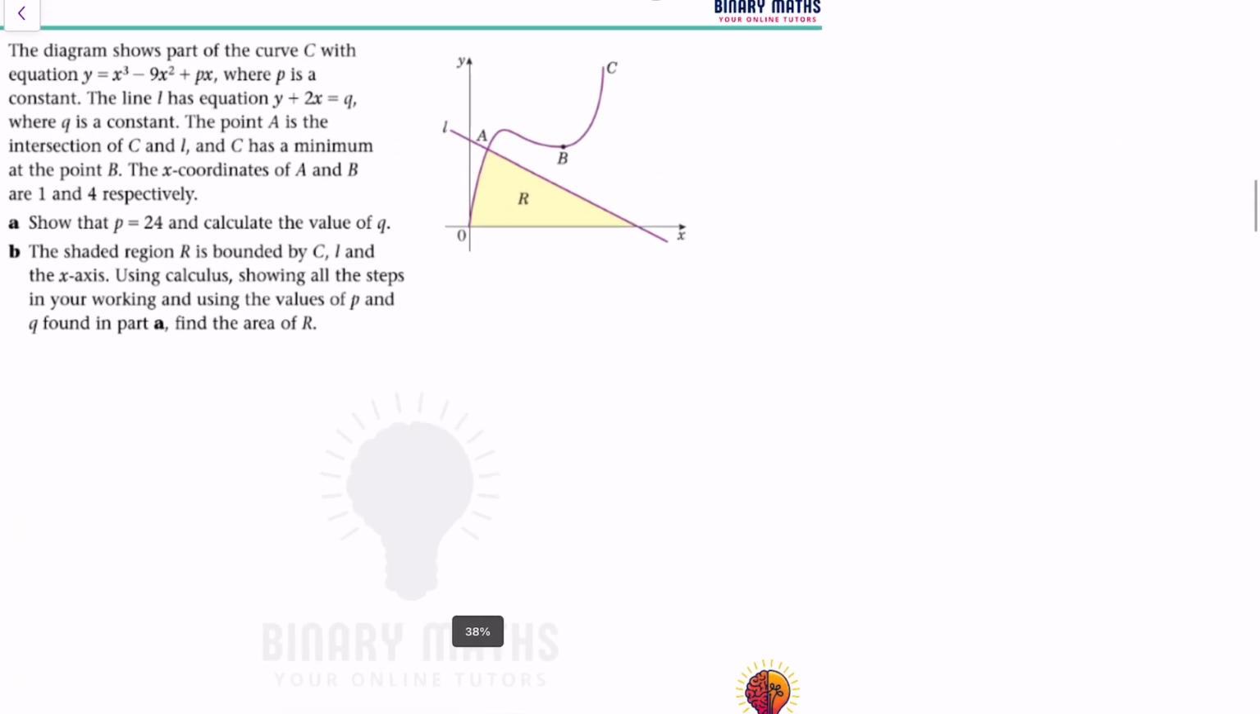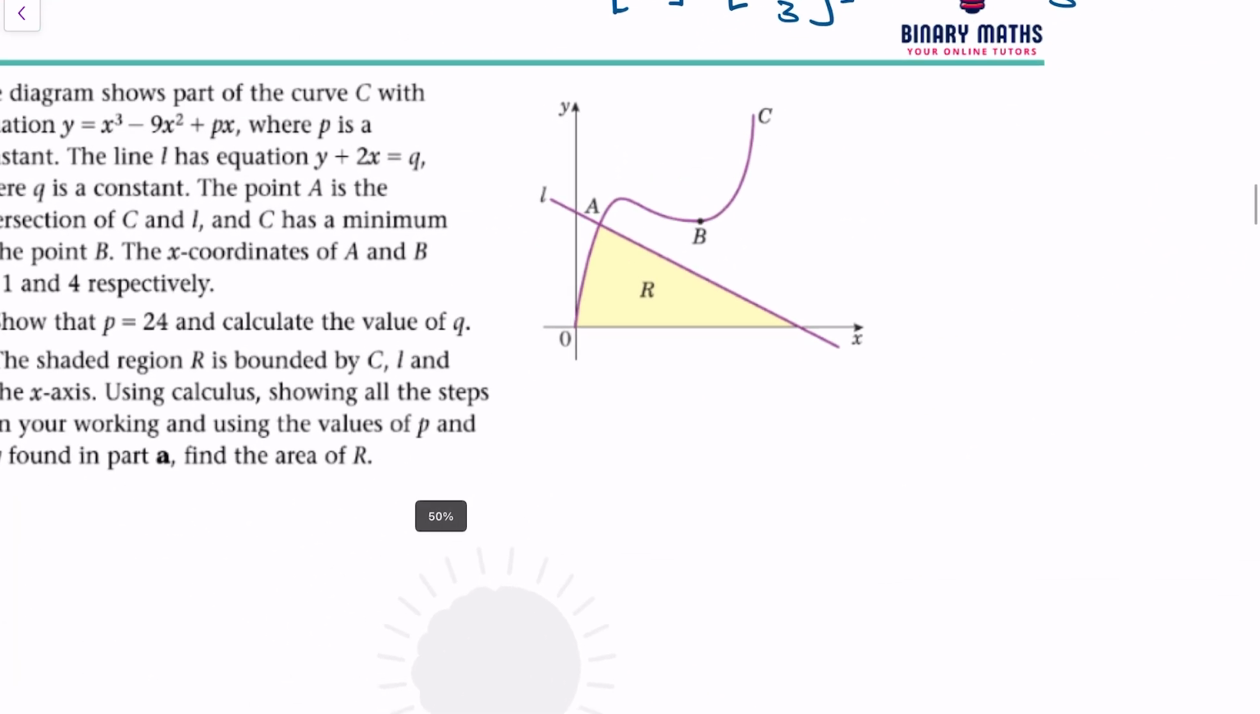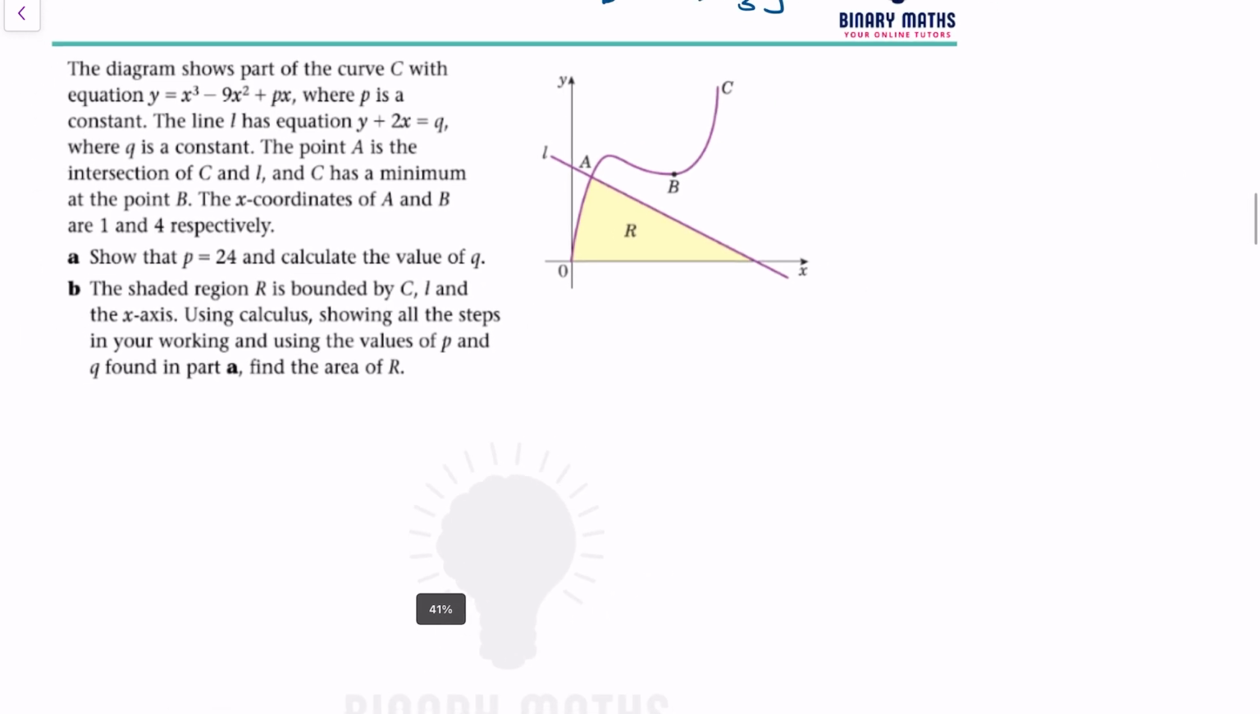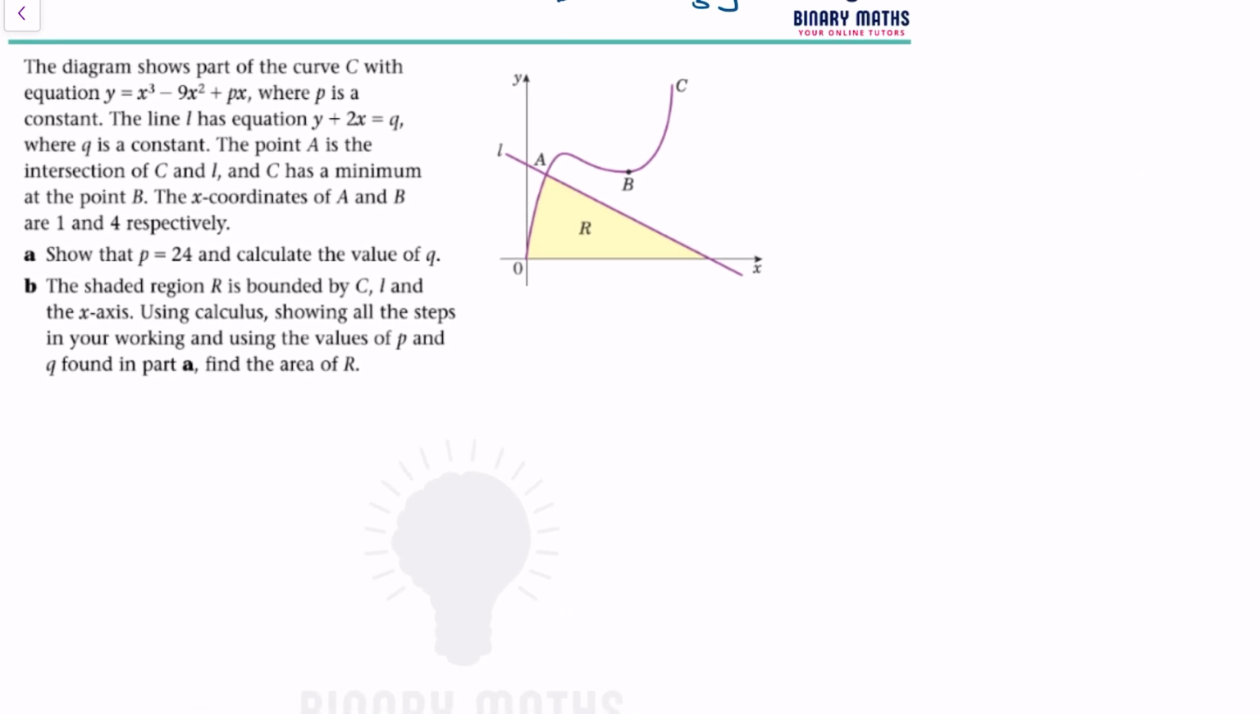The next question. So the diagram shows part of the curve C with equation y is equal to x cubed minus 9x squared plus px, where p is a constant. The line L has equation y plus 2x is equal to q, where q is a constant. So we have two unknowns, p and q.